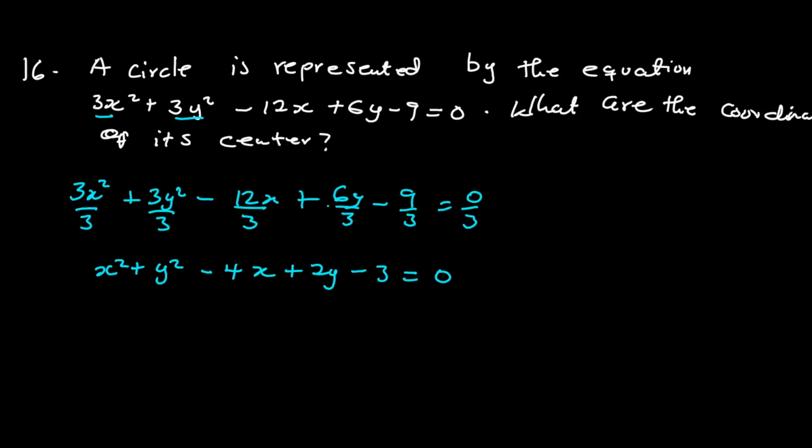So this is what we have. Now we can find the center from this, and then we know that J will be equal to -2, and then our F is equal to 1. So our center C will be 2, -1, and so that's for our center.